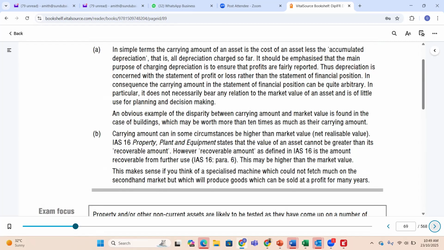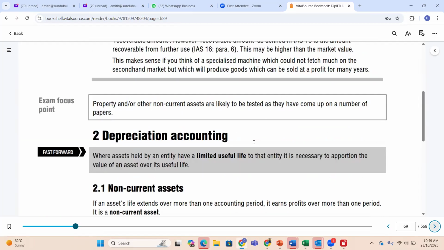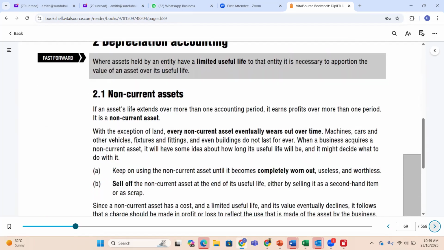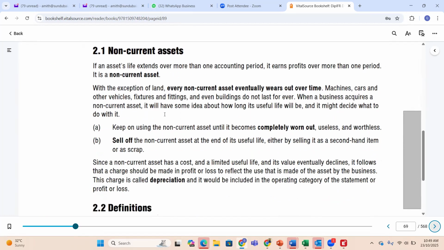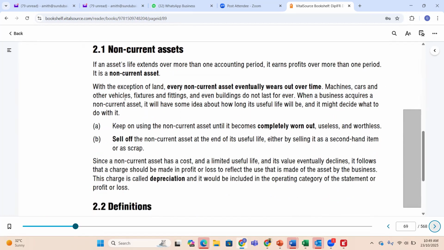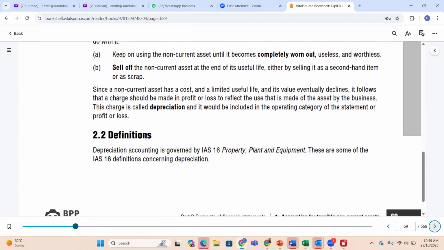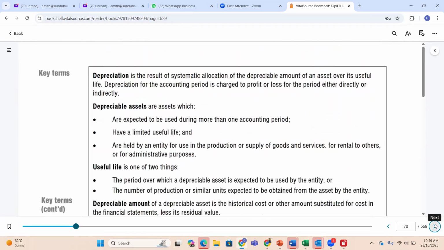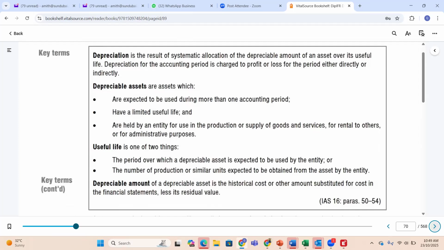Okay, this is PP&E. Now they have given something like depreciation accounting. It is not an IFRS, but it is just to give some clarity on depreciation. So why do you depreciate? Because an asset wears out over time, right? There is nothing here that you don't know. So what is depreciation? Depreciable asset, useful life, depreciable amount.